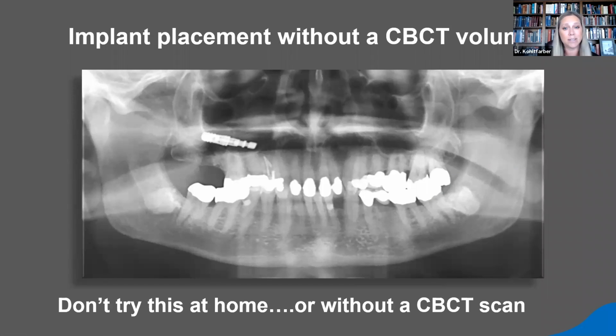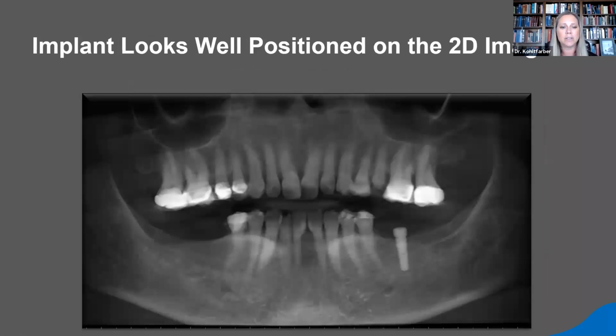This is a really bad day for the clinician as well. This is very, very stressful. This is not somewhere that you want to find yourself. So if you take the CBCT ahead of time, it could help to prevent this type of thing by allowing us to treatment plan more accurately. And so definitely a CBCT is a good idea if you're going to be placing implants.